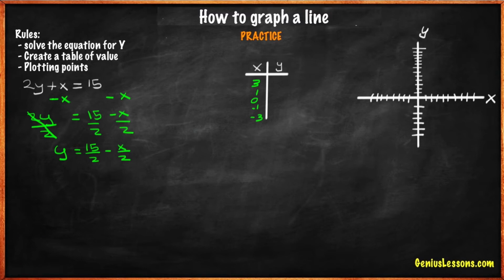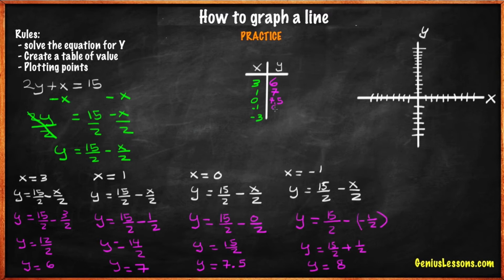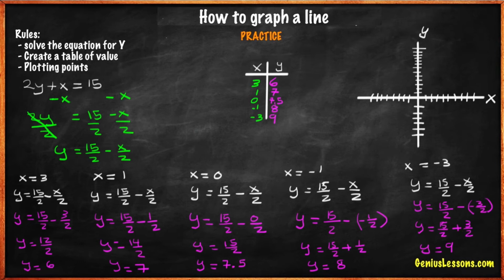When x equals 3, y equals 6; x equals 1, y equals 7; x equals 0, y equals 7.5; x equals -1, y equals 8; x equals -3, y equals 9. Now we plot the points into the graph.